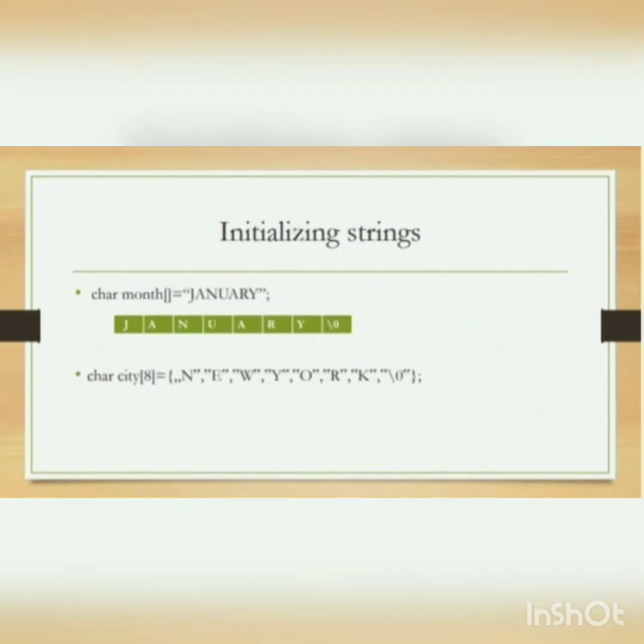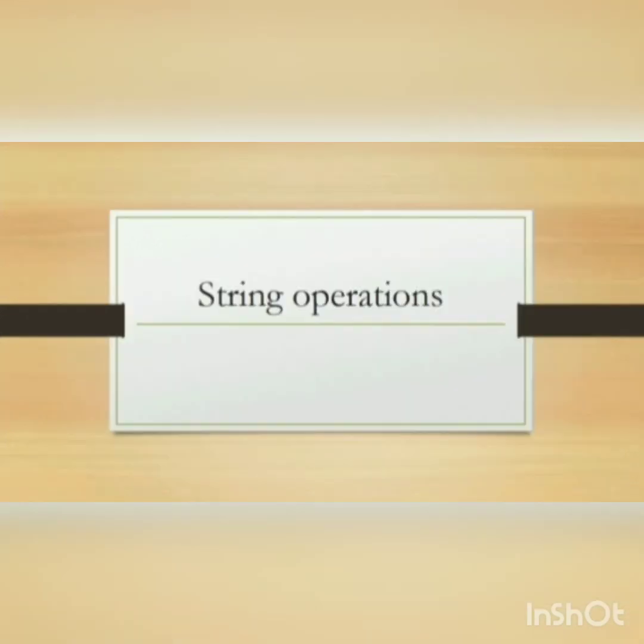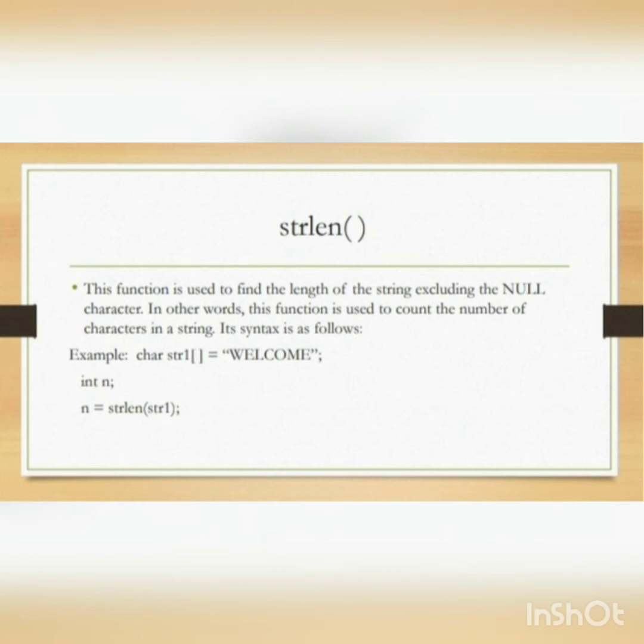Initialization of strings. The initialization of strings is shown in the presentation. It is always terminated by a null character. Operations on strings. I will explain four out of the many operations on strings. strlen. This function is used to find the length of the string excluding the null character. It is used to count the number of characters in a string. Its syntax is as shown in the presentation.